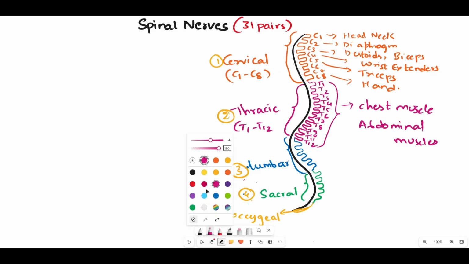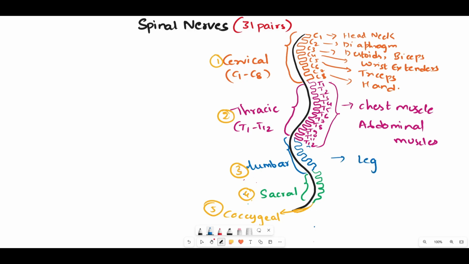Then the third portion we will call the lumbar vertebrae, which has the lumbar nerves in it, specifically seen in the leg muscles. These start from L1 to L5. So L1, L2, L3, L4, and L5 come under the lumbar vertebrae. So L1 to L5 are the lumbar nerves. Then we have the sacral nerves, which start from S1 to S5.